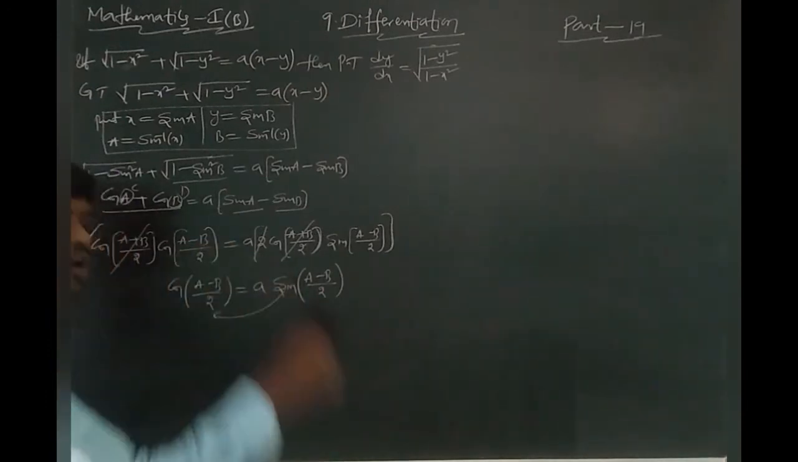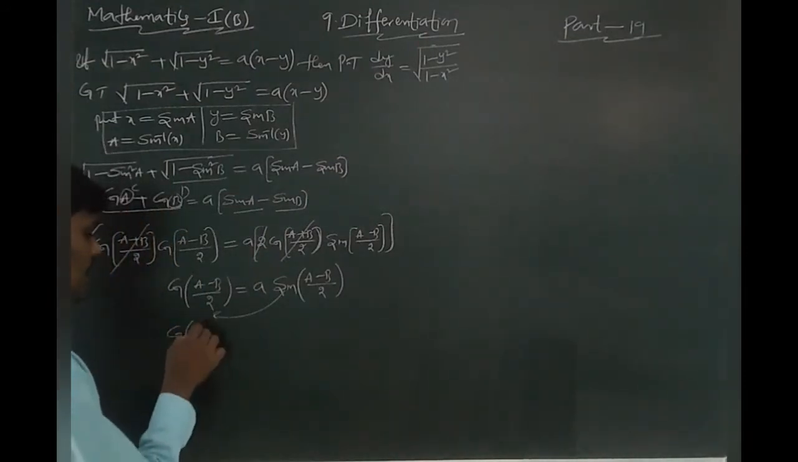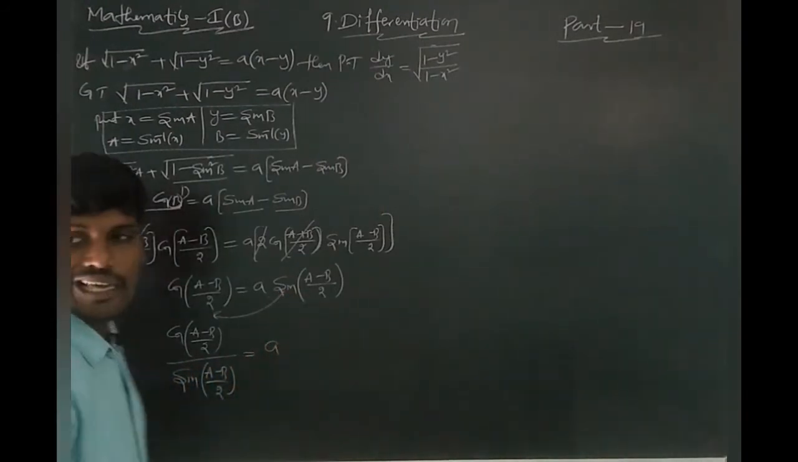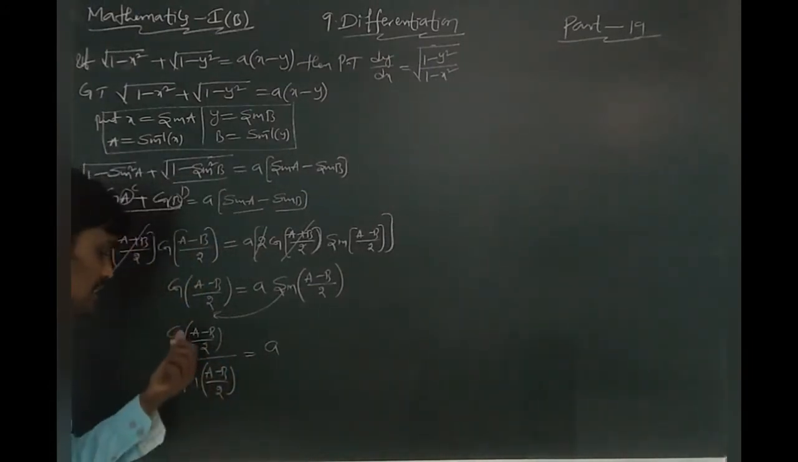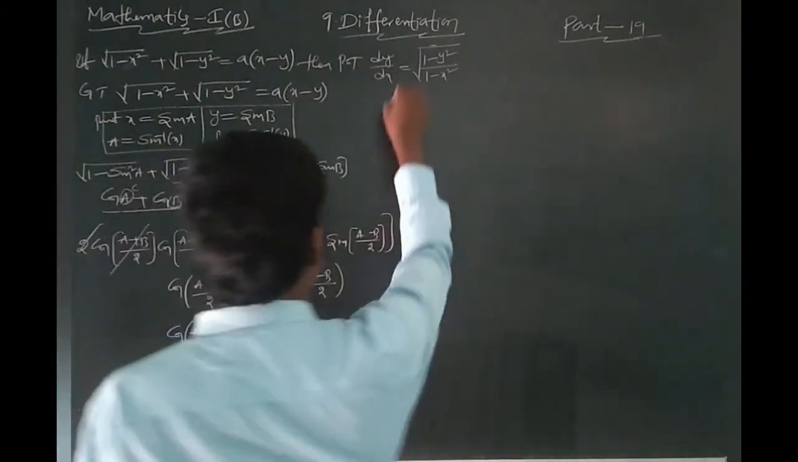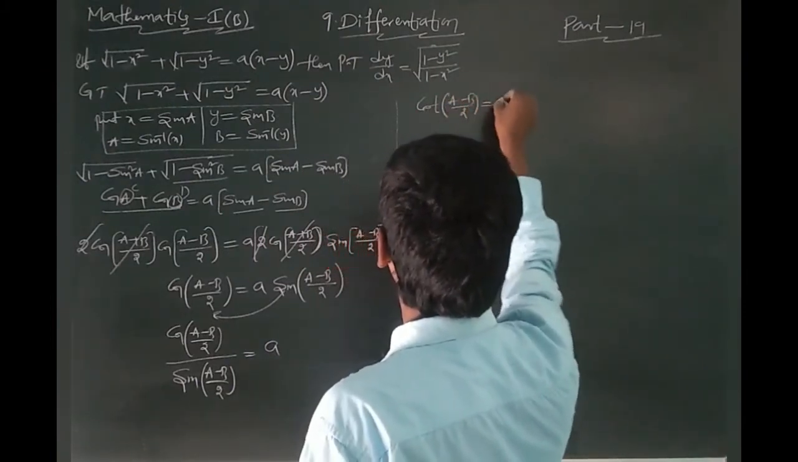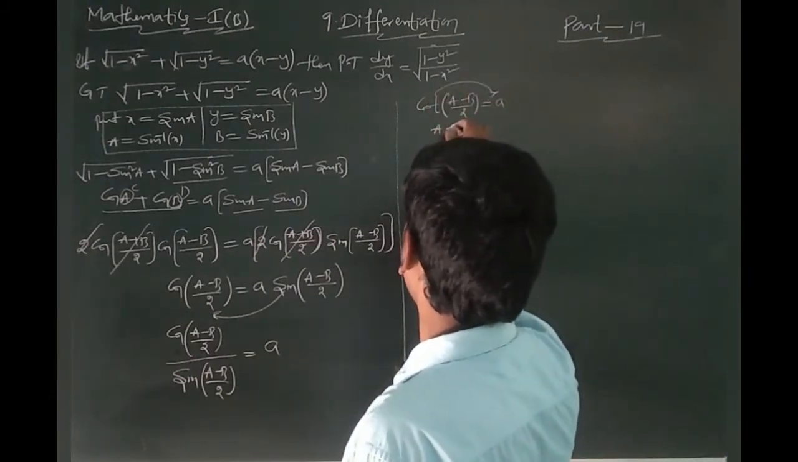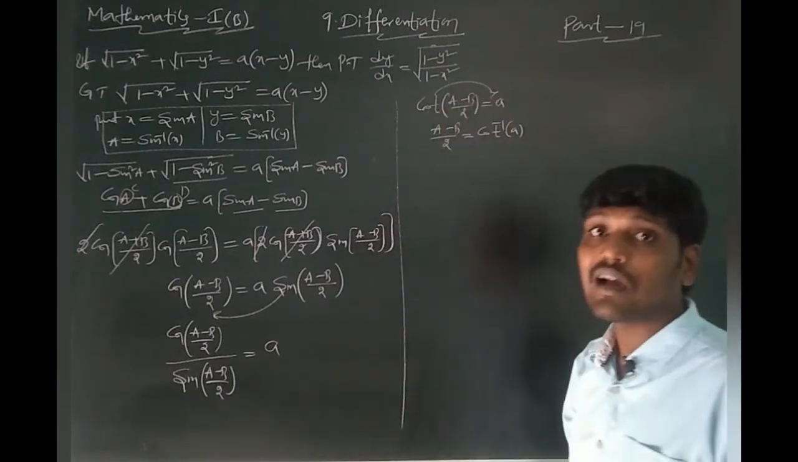After that, this sin goes to the left side; this is multiplication, so it goes to the denominator. Cos of (A minus B) by 2 by sin of (A minus B) by 2 is equal to a. Here only a is there, and the angle (A minus B) by 2 is the same on both sides. Cos by sin you can write as cot. Cot of (A minus B) by 2 is equal to a, because cos by sin is cot. That's why this cot goes to the other side: (A minus B) by 2 equals cot inverse a.